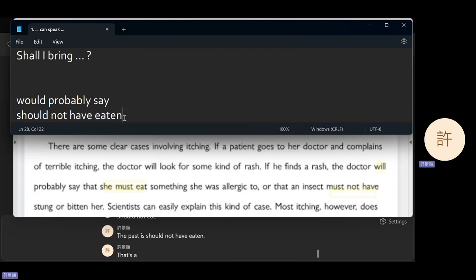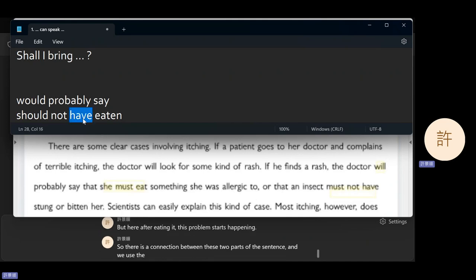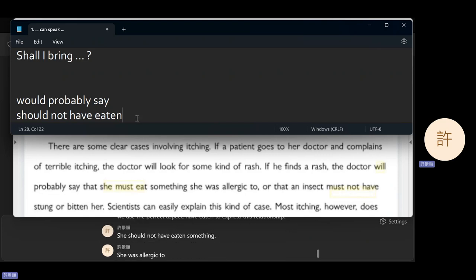That's a terrible way to explain this. Should not eat, but here, after eating it, this problem starts happening. So there's a connection between these two parts of the sentence. And we use the perfect aspect, have eaten, to express this relationship. She should not have eaten something she was allergic to. Okay, so it's negation. This is why we cannot use must. If you say must not have eaten, this is not obligation. This is not duty. 这不是责任或是义务.